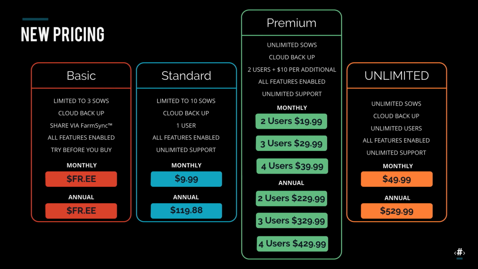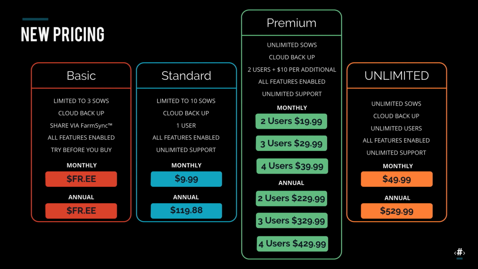This is the new pricing structure of GESDATE. As we have always done in the past, you can download and use GESDATE absolutely free. That is limited to 3 sows. The information is backed up to the cloud. You can still share with someone and set up a farm sync with that individual. All of the features are enabled, and this allows you to try the system before you actually buy it. And that's really important to us.